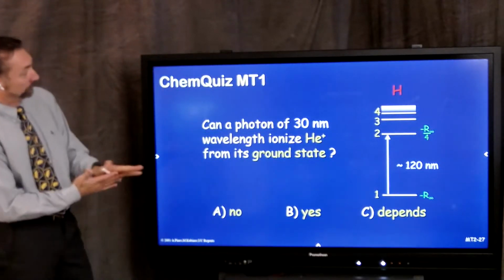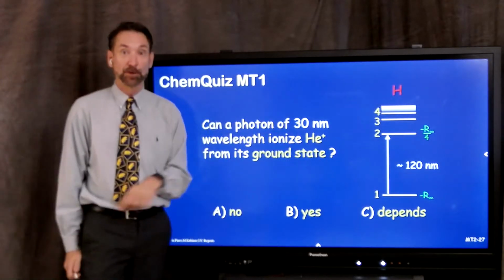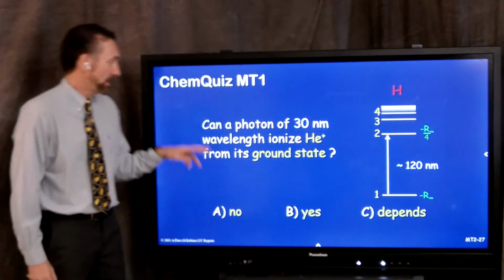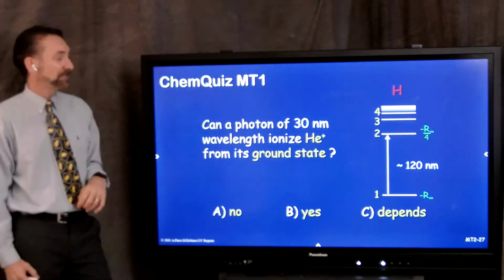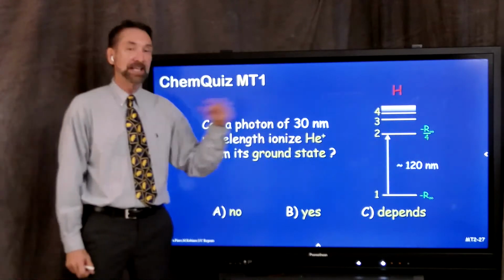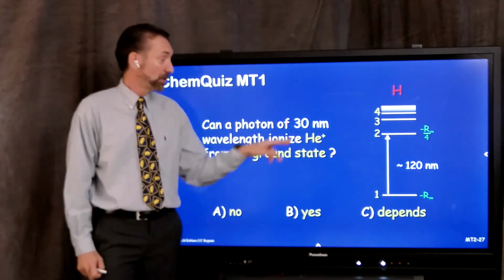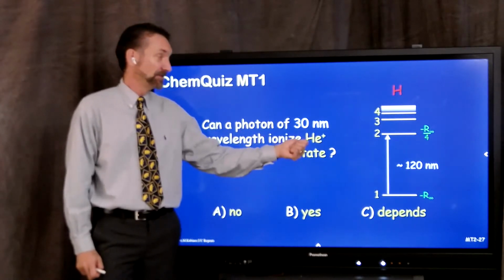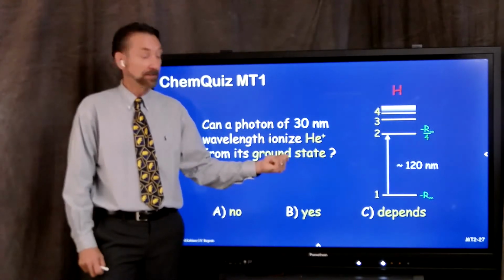So here we are, we're just thinking about it. Can a photon of 30 nanometer wavelength ionize helium plus from its ground state? Already taken one electron off, and if you've taken one electron off, it's a one electron system. So that just looks like a hydrogen-like system, one electron, one nucleus.